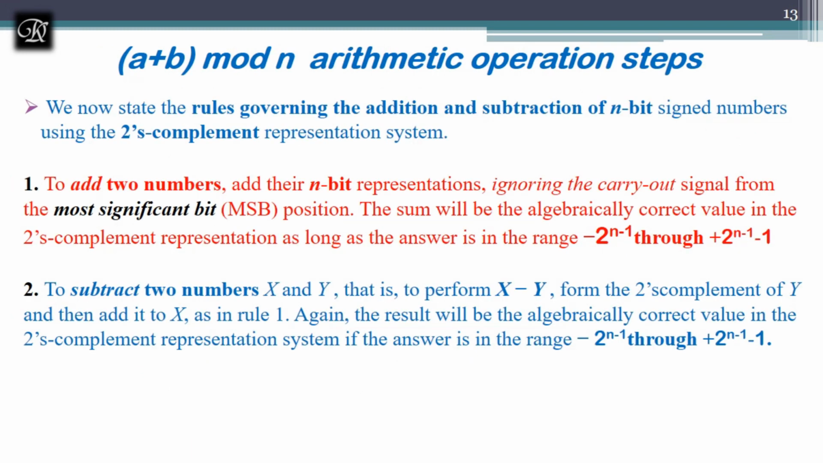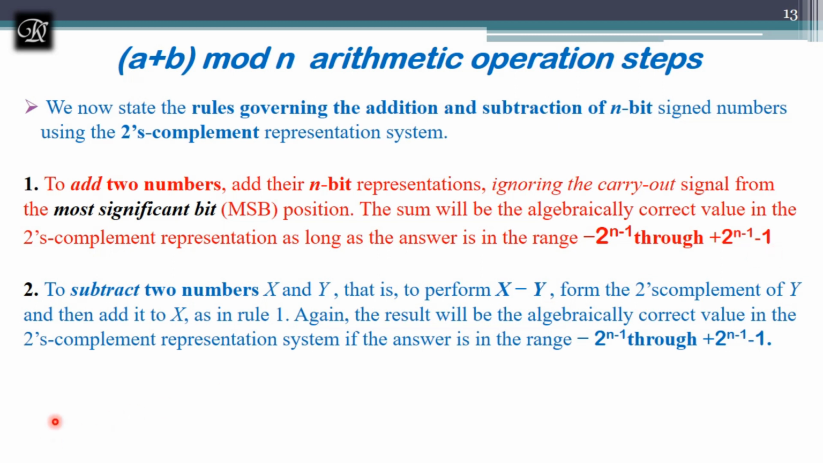Let's see some standard rules for performing addition and subtraction of n-bit signed numbers using the 2's complement representation system. The rules go like this. To add two numbers, add their n-bit representations, ignoring the carry-out signal from the MSB. The sum will be the algebraically correct value in 2's complement representation as long as the answer is in the range negative 2 to the power of n minus 1 through positive 2 to the power of n minus 1, minus 1.